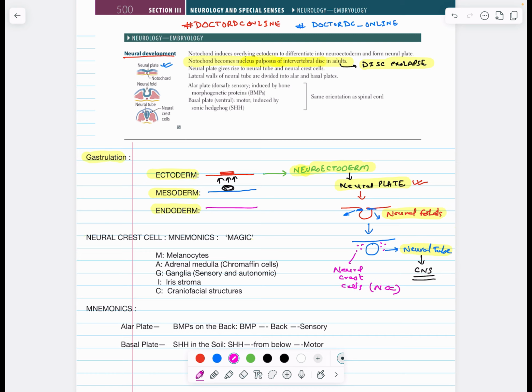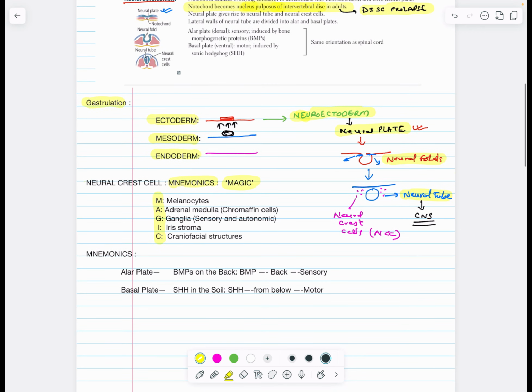So the clinical tip here is that if neural tube closure fails, we get neural tube defects, for example, spina bifida occulta and anencephaly.